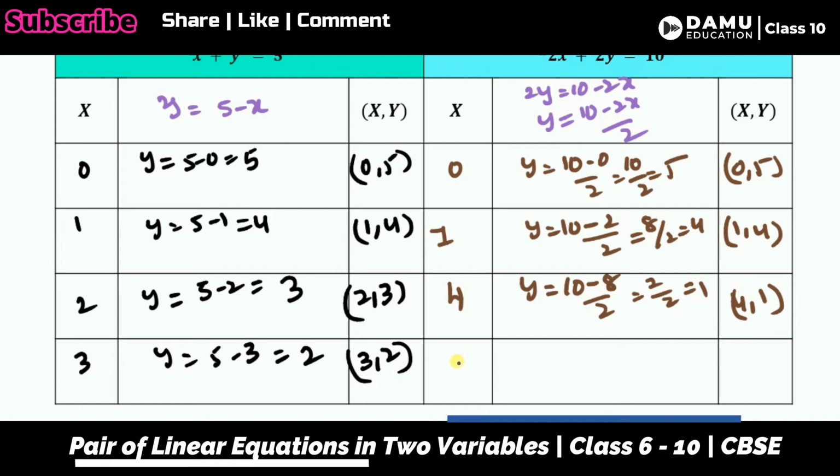Then let's take some other one. Let's take x as minus 1. Y will be equal to (10 minus minus 2 ones, that is plus 2) by 2, that is 12 by 2, that is 6. So minus 1 comma 6.